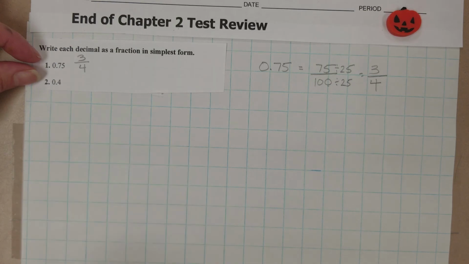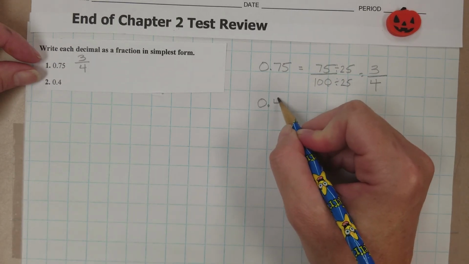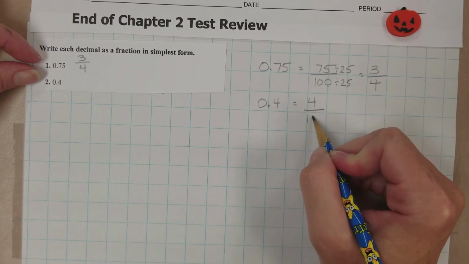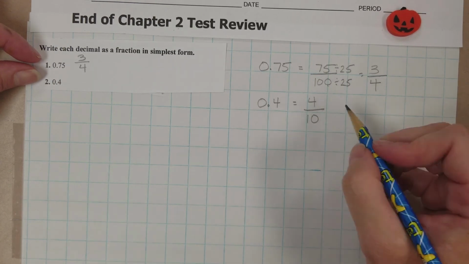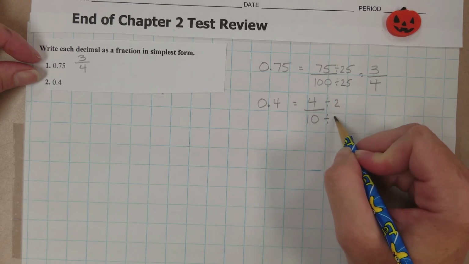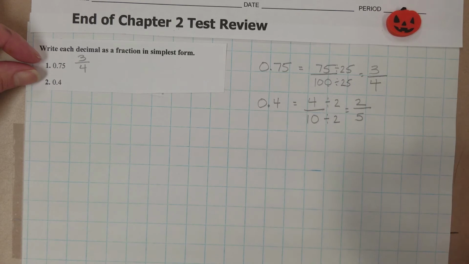Number 2, 0.4. 4/10. You can reduce by dividing the numerator and denominator by 2. And you would get 2/5.